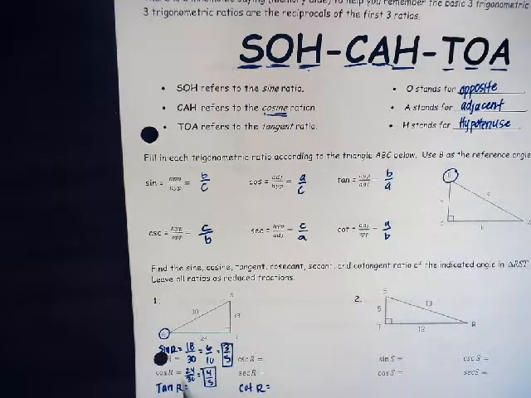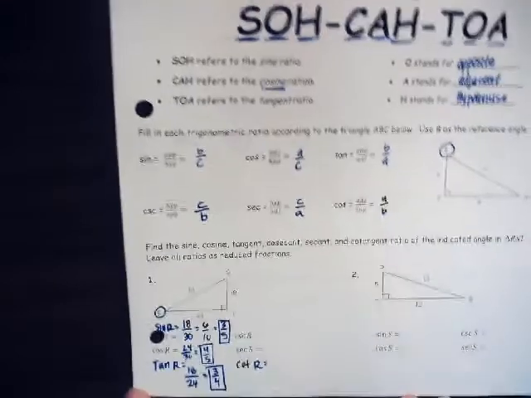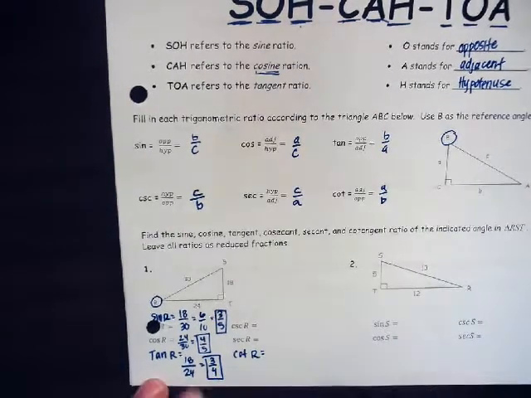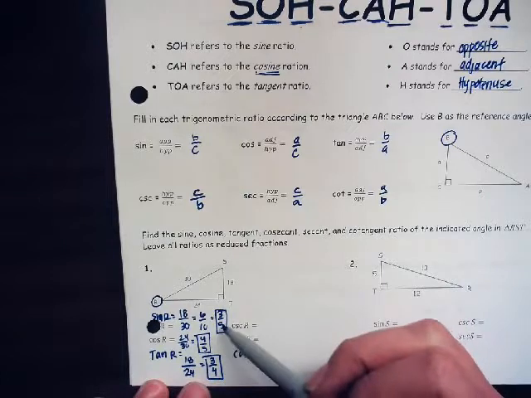And then the tangent is going to be opposite over adjacent. So 18 over 24, both divisible by 6, gives me 3/4. Okay, the other 3 ratios are, once again, the inverse, so we can do the reciprocal.